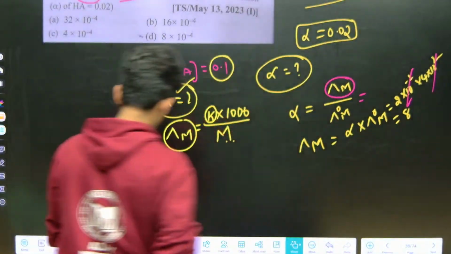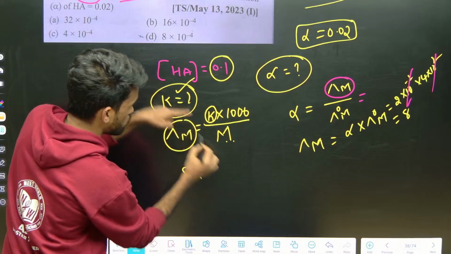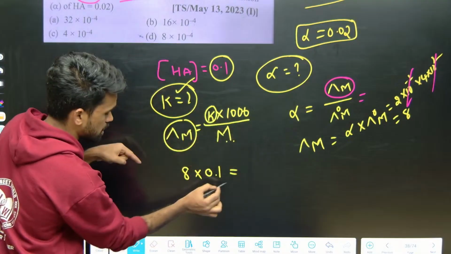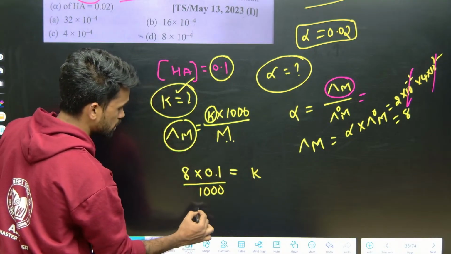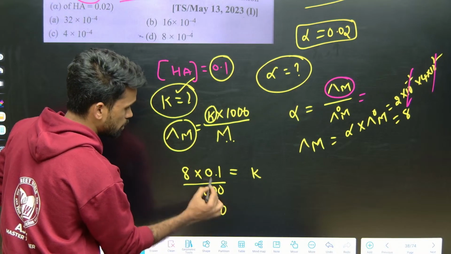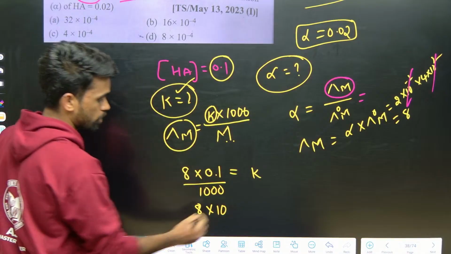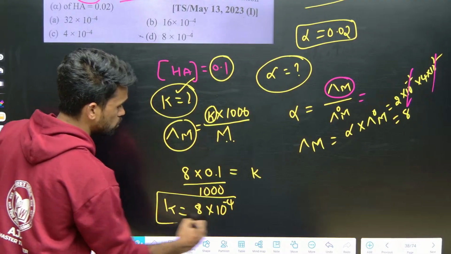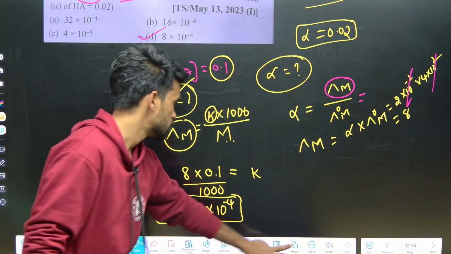The next thing we need to do: this is 8 and molarity is 0.1, just send it here, this is 0.1, and this is 1000, just send it into the denominator here, and this is K. So now how much did you get? 8 into 10 power minus 3 if I write in the numerator, and again we already have 0.1, so 10 power minus 4. So K is how much now? 8 into 10 power minus 4. That is your answer. Okay, right.